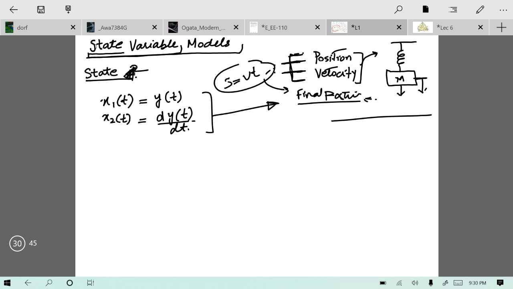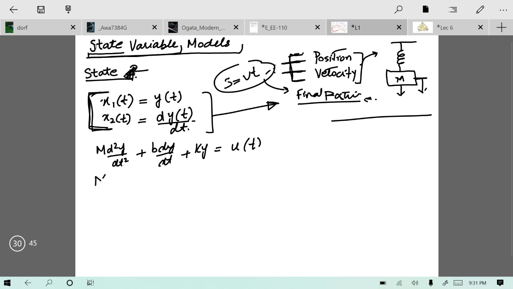Now, the differential equation of the mass spring system that we discussed earlier was m d square y over dt square plus b dy over dt plus ky is equal to u of t. That was the differential equation that we discussed earlier for this mass spring system. When we write this equation in terms of the state variables which we have defined, we can write it as m dx2 over dt plus bx2 plus kx1 is equal to u of t.